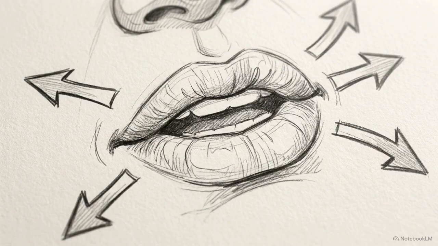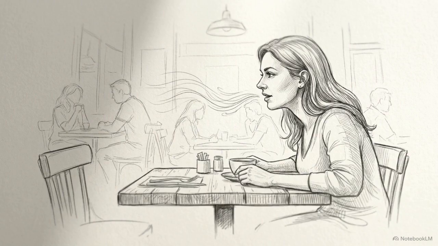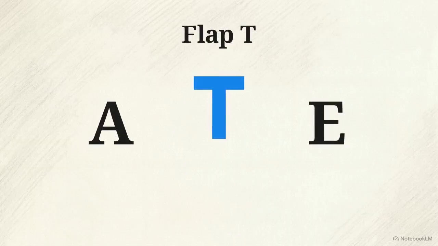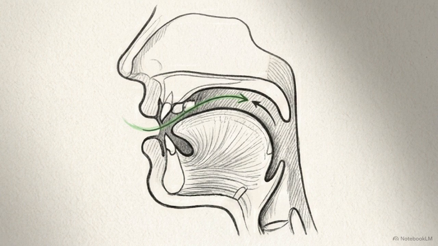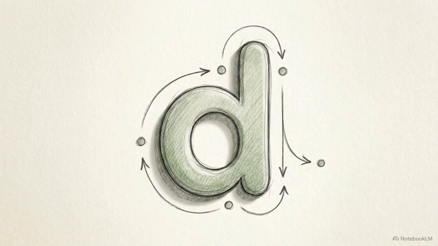The true T anchors the start of your words, providing clarity before we begin softening the sounds in the middle of a sentence. Next is the flap T. When a T falls between 2 vowels, the sound changes completely. Instead of that puff of air, your tongue lightly taps the roof of your mouth. It sounds like a very soft D.